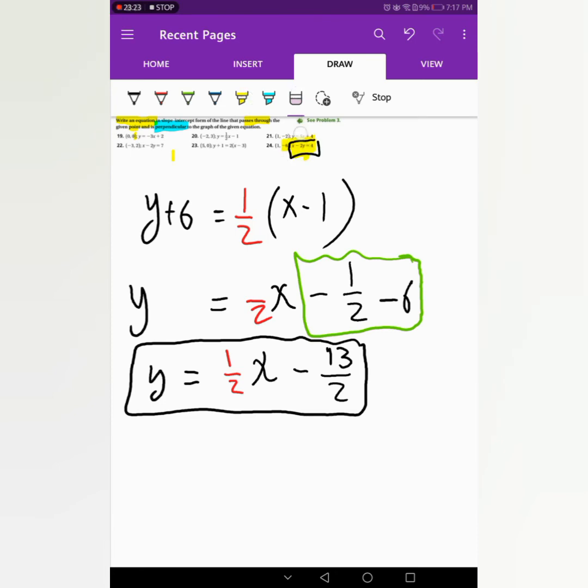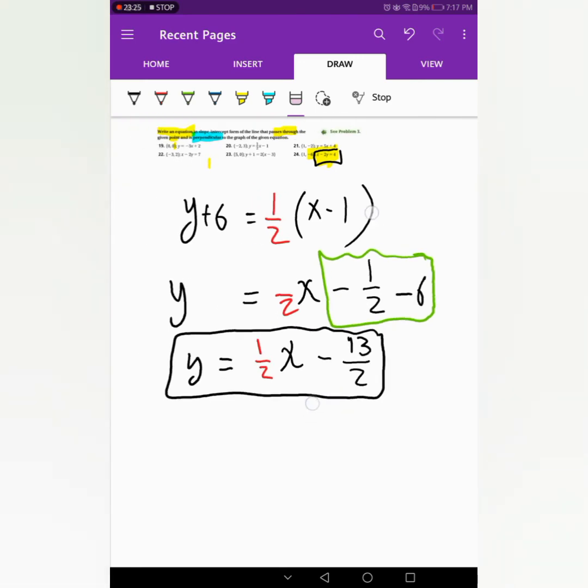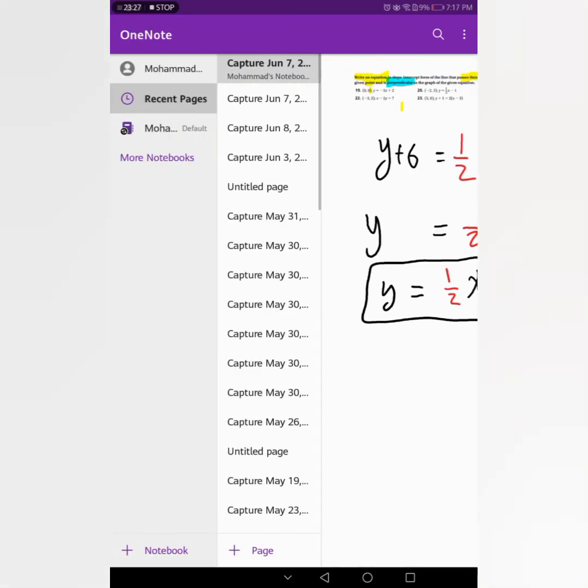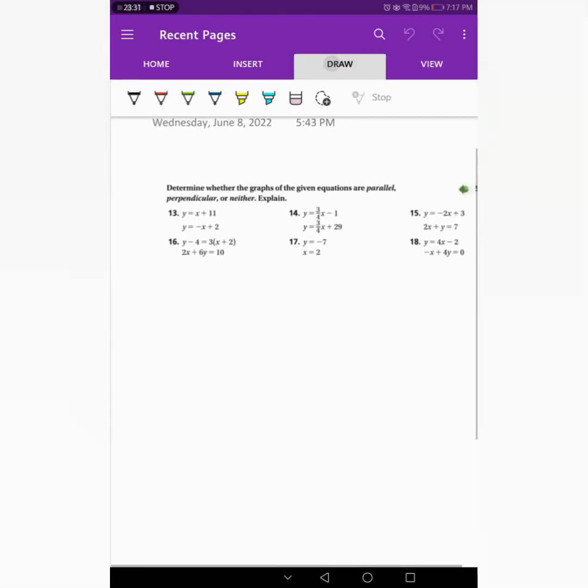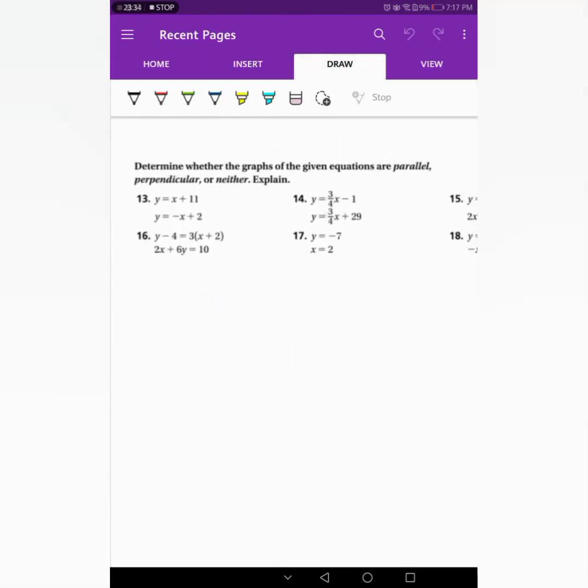Okay, now let us move to the last part, which is here. It is an easy one. Yaman, may you read, please? Determine whether the graphs of the given equations are parallel, perpendicular, or neither. Explain.